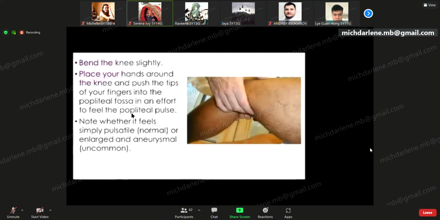Popliteal. Bend the knee slightly. Place your hands around the knee and push the tips of your fingers into the popliteal fossa in an effort to feel the popliteal pulse. Note whether it feels simply pulsating, normal, or enlarged and aneurysmal, uncommon.